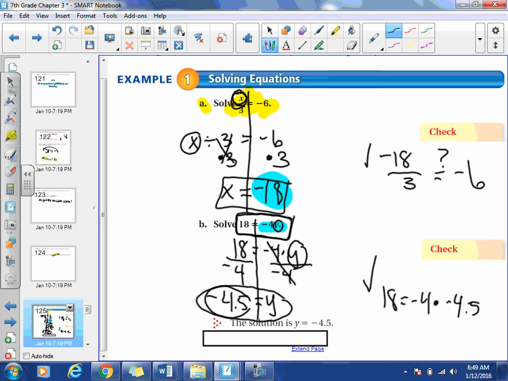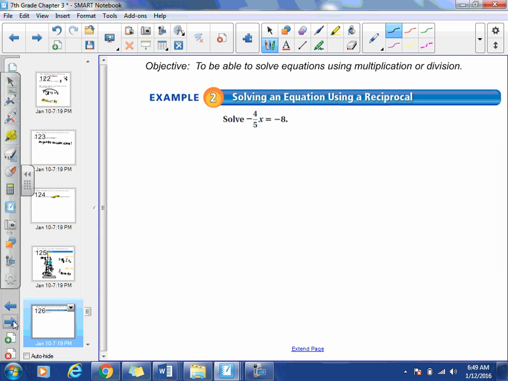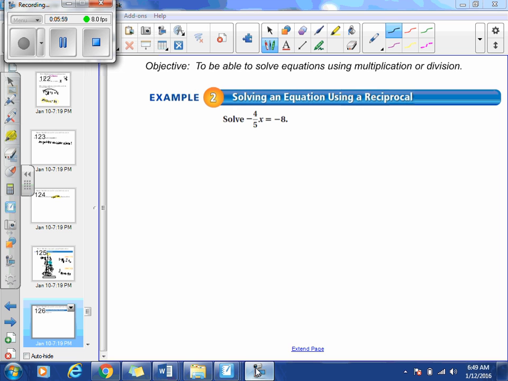So I'm just going to rewrite my equation. 18 equals negative 4 times y, which we now know is the same as negative 4.5. And does that really equal positive 18? Well, we've got negative times negative, so that's positive. 4 times 4.5 is 18, so we're good.